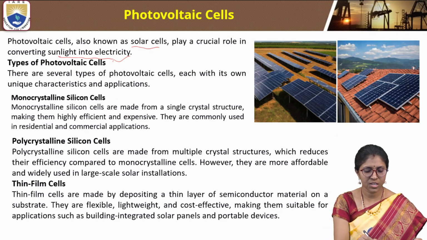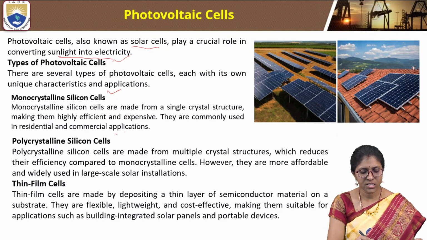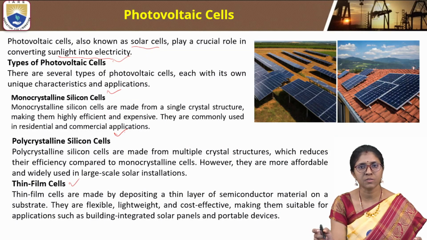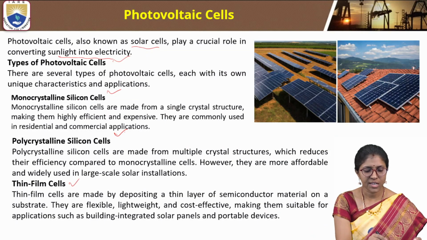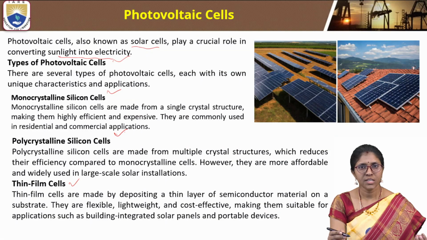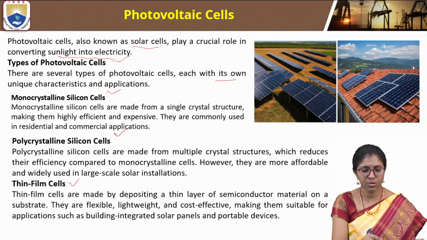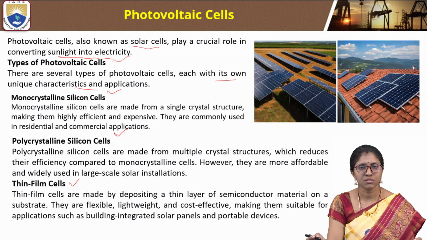Monocrystalline silicon cells, polycrystalline silicon cells, and thin film cells. So there are three types of photovoltaic cells, each with its own unique characteristics and applications.